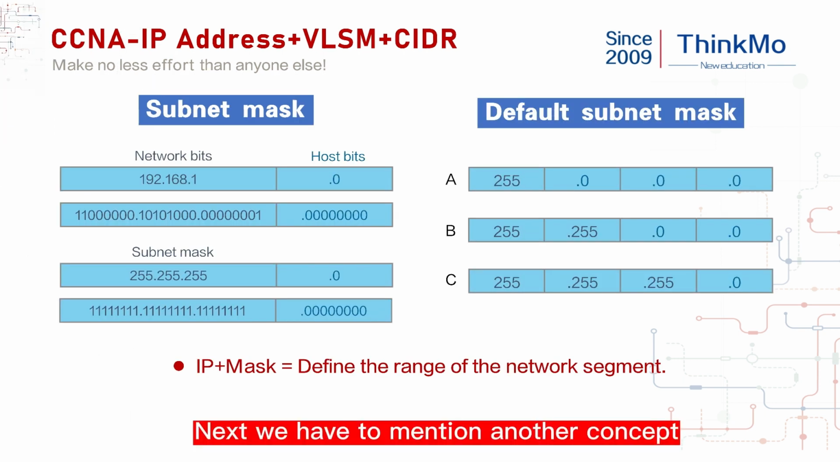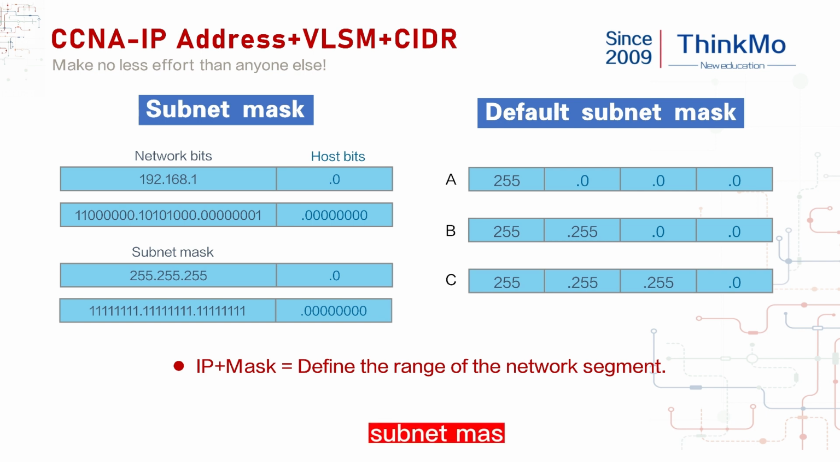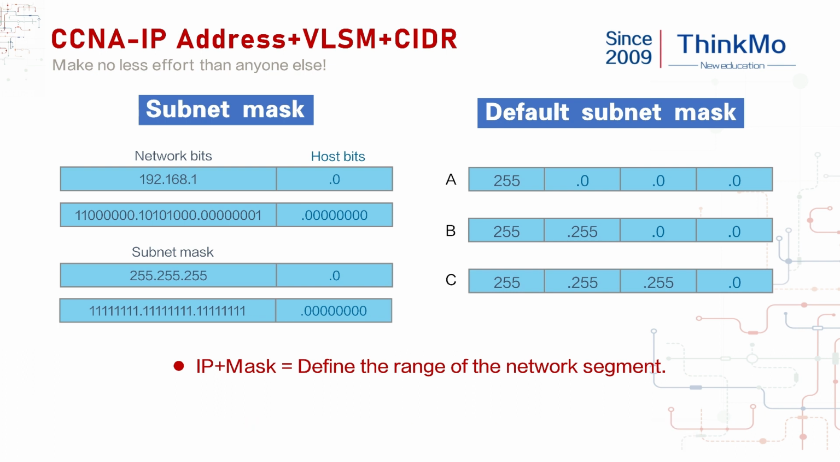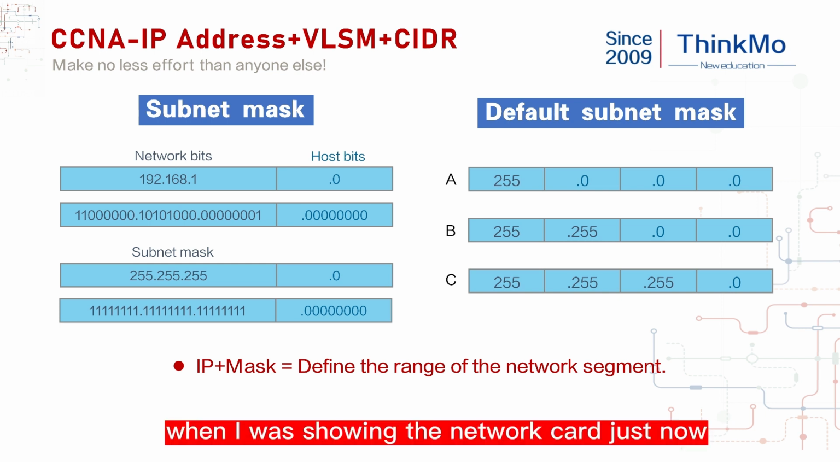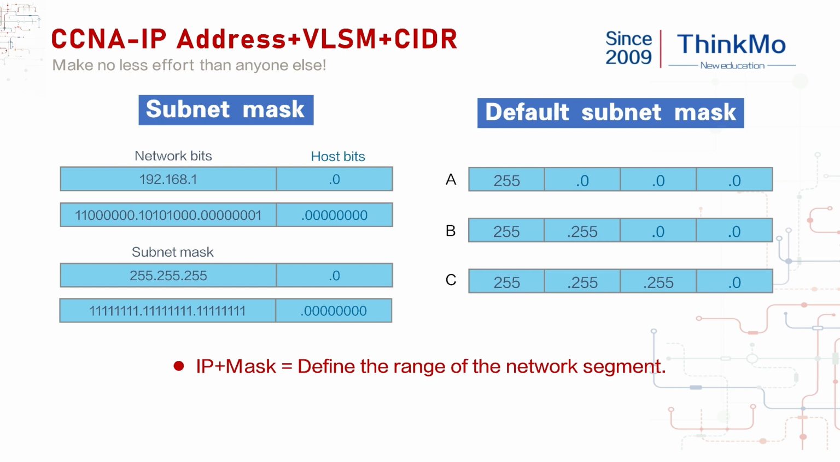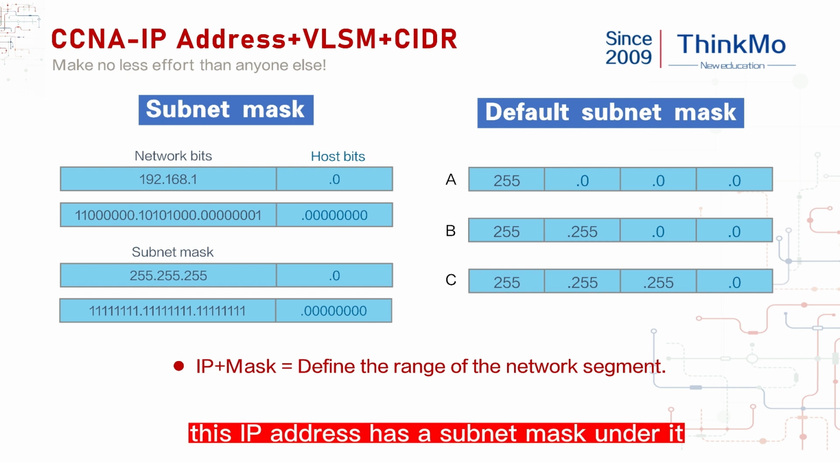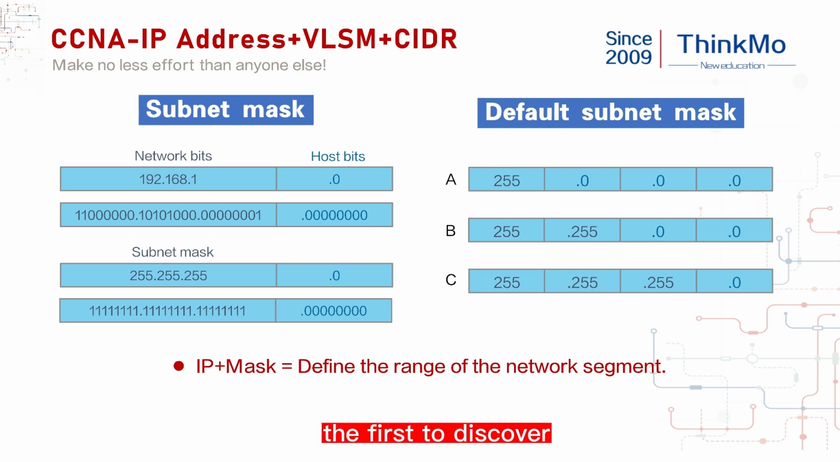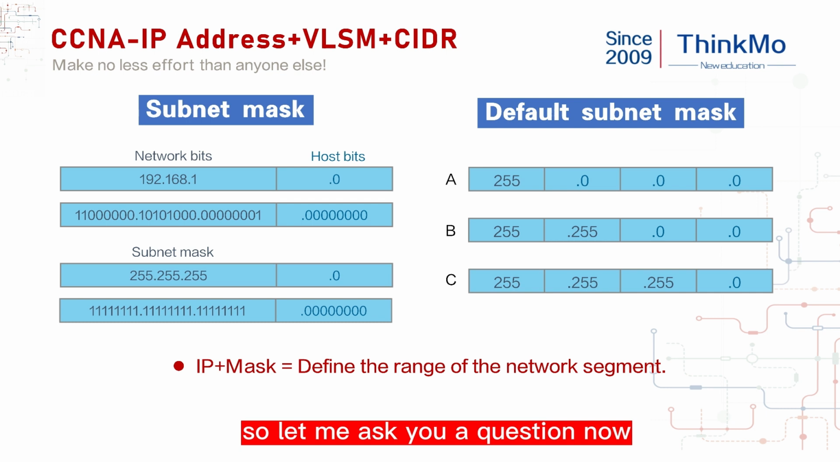Next we have to mention another concept: the subnet mask. For the IP address we just talked about, a subnet mask follows as a suffix. Why is there such a suffix? Everyone can see, when I was showing the network card just now, this IP address has a subnet mask under it. There is a correspondence between them. Let's see how they look first. The first thing you discover is that they seem similar. Both are dotted decimal.